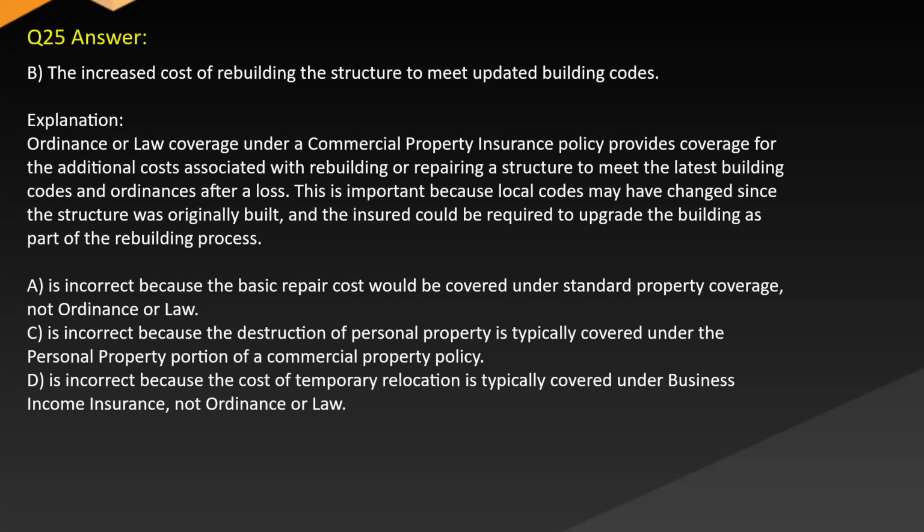Answer: B. The increased cost of rebuilding the structure to meet updated building codes. Explanation: Ordinance or law coverage under a commercial property insurance policy provides coverage for the additional costs associated with rebuilding or repairing a structure to meet the latest building codes and ordinances after a loss. This is important because local codes may have changed since the structure was originally built, and the insured could be required to upgrade the building as part of the rebuilding process. A is incorrect because the basic repair cost would be covered under standard property coverage, not ordinance or law.